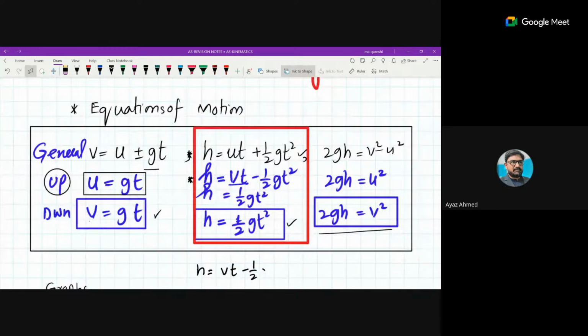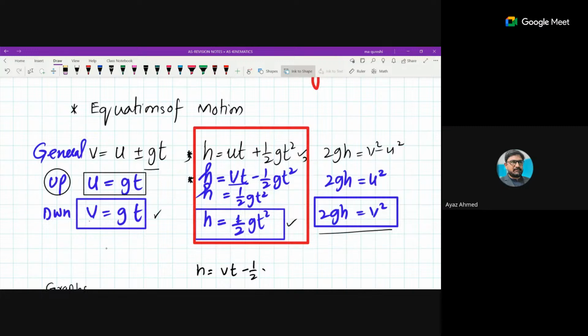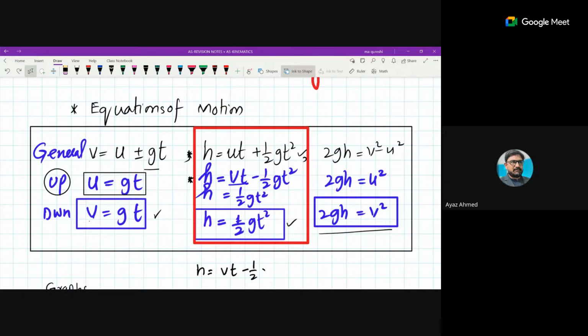Yes, sir. So the equations of motion: v equals u plus at changes. v equals u plus gt will be for upward motion, and v equals u minus gt will be for downward motion. But simply speaking, for downward motion, acceleration is taking place, g is positive. Whatever the motion is, if you are considering free fall, then your final speed or initial speed is a into t or g into t, simply speaking.